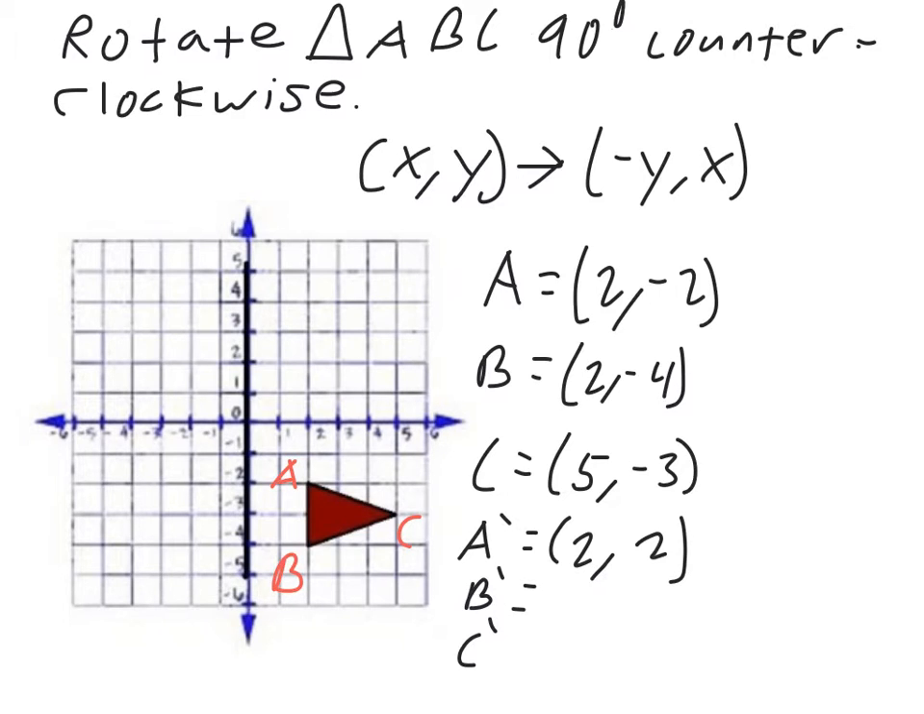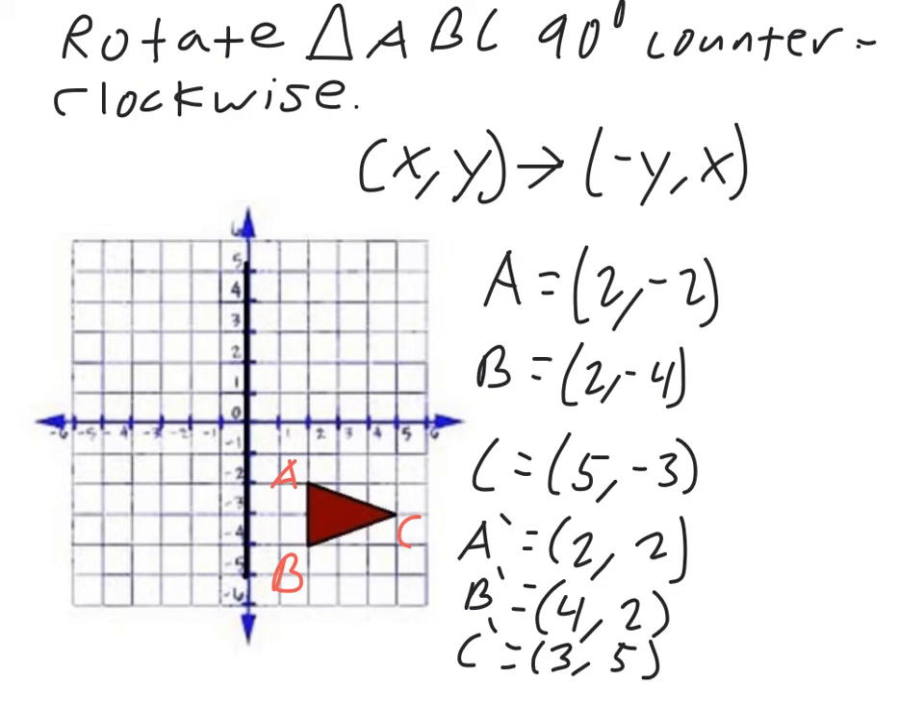For B prime, y was negative 4. So that means our x is going to be the negative y, so negative 4 becomes a positive 4. And our y now becomes the original x, which was 2. And for C prime, the y was negative 3, so our x will be negative negative 3, or a positive 3. And the x was 5, so our y will be 5.